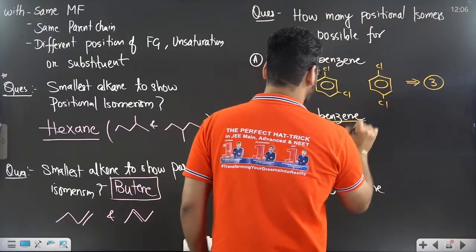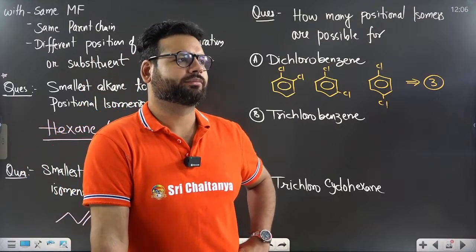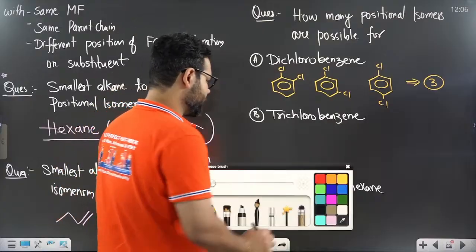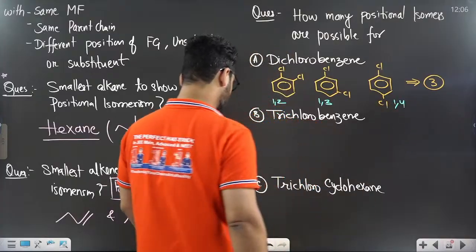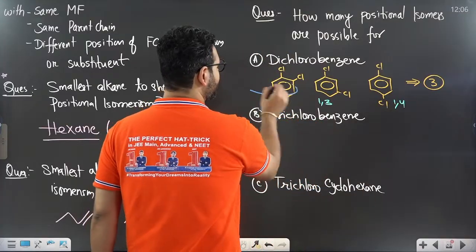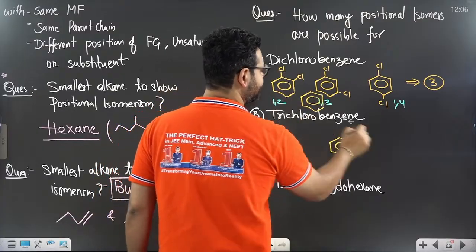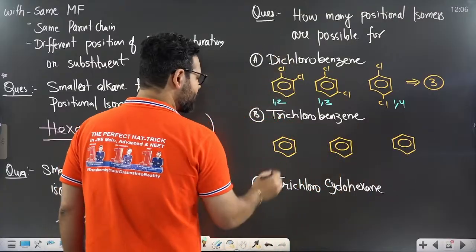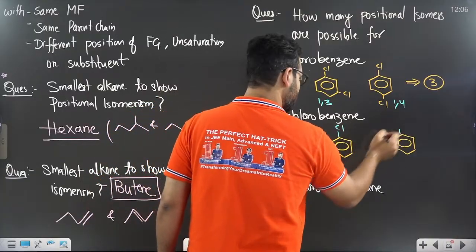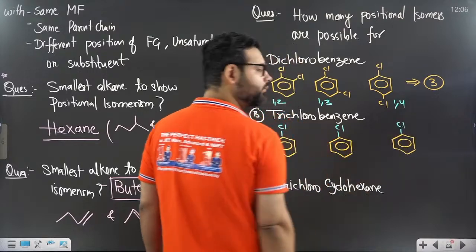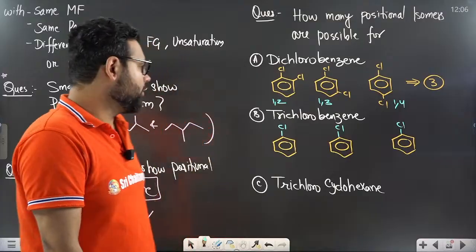What about trichlorobenzene? How many possibilities for a trichlorobenzene? Okay. This was 1,2 dichloro, 1,3 dichloro, 1,4 dichloro. Now let's make one more benzene. Now 3 substitution we have to do here. 1 chlorine, you fix it. Chlorine, you sit on the top. 1 chlorine is fixed. Don't change his position.